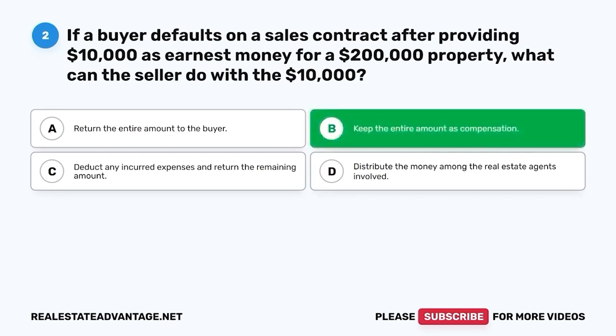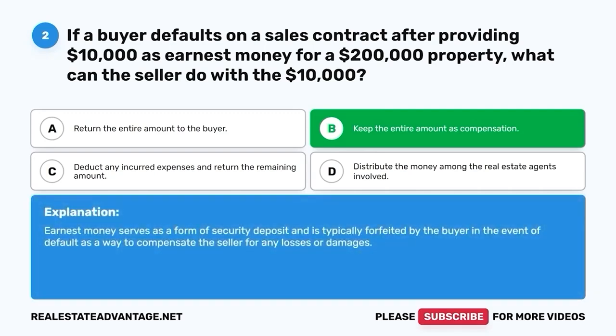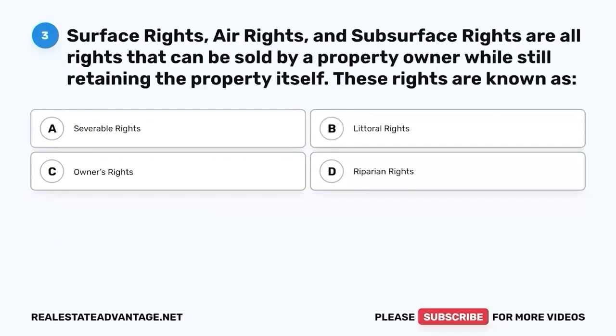The correct answer is B. Keep the entire amount as compensation. Earnest money serves as a form of security deposit and is typically forfeited by the buyer in the event of default as a way to compensate the seller for any losses or damages.